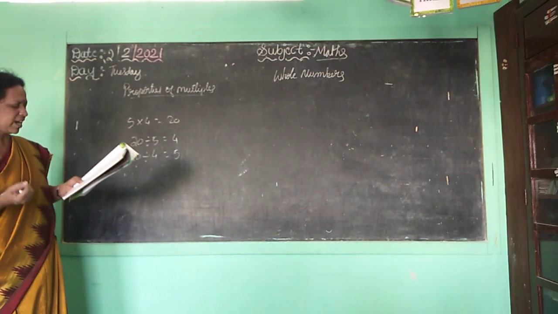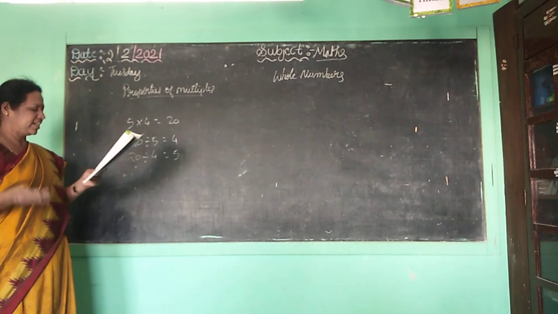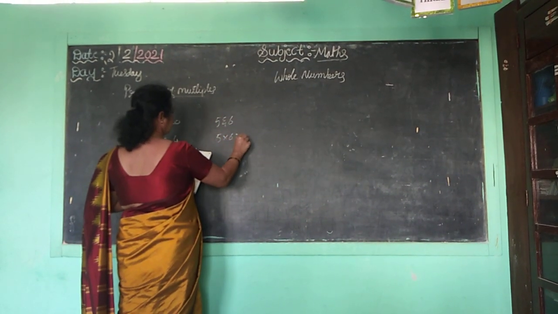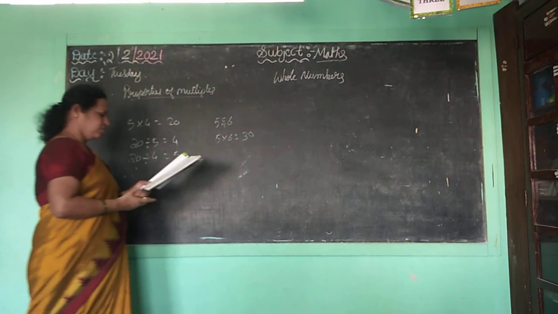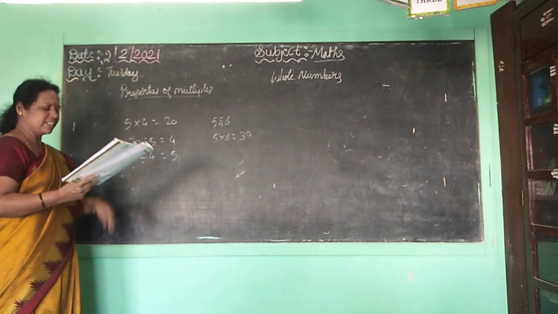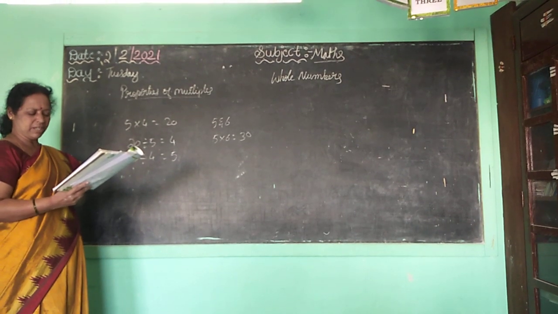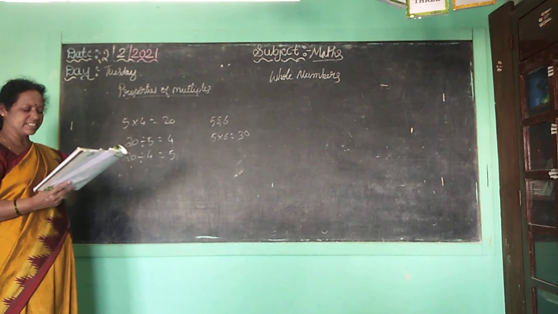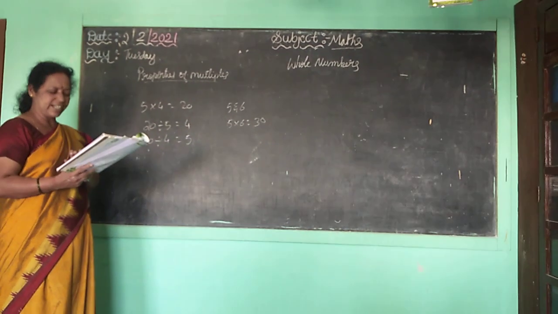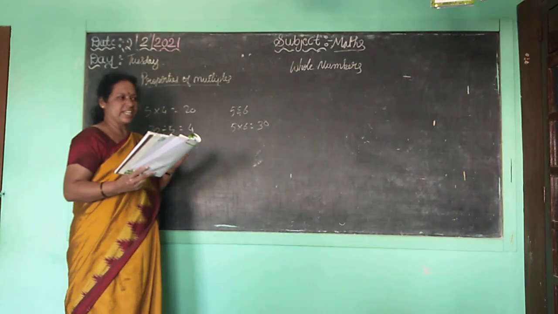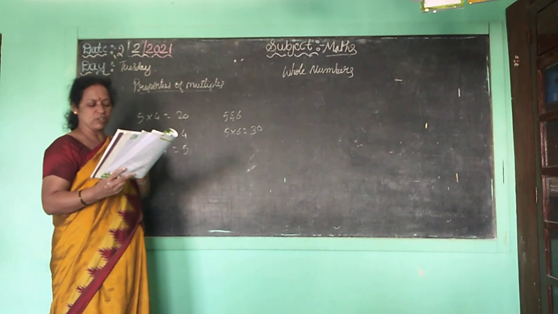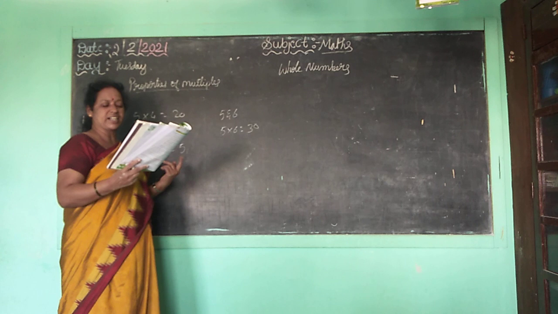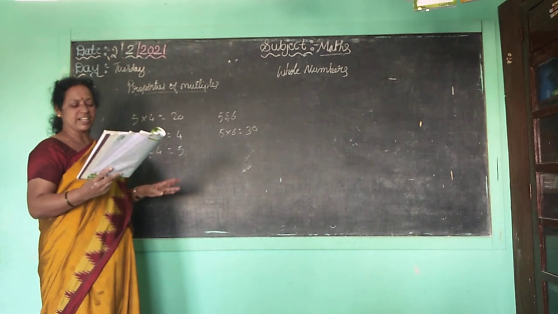See, factors. So for factors, I will take any number. Okay, 5 and 6 I will take. 5 into 6 is how much, children? 30. Here they have given, see, page number 53. 3 into 6 is equal to 18. We say that 3 and 6 are factors of 18. So 18 will go from both. 3 sixes are 18, we know that, or 6 threes are 18. So we say that 3 and 6 are the factors of 18. It means that 18 is divided exactly by both.